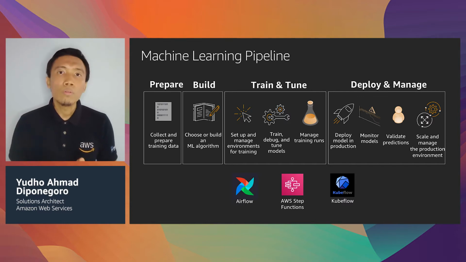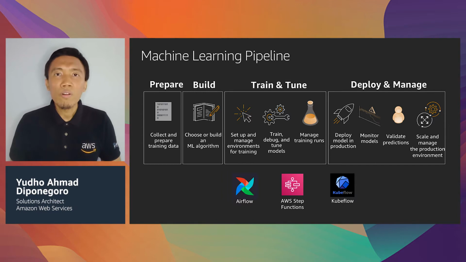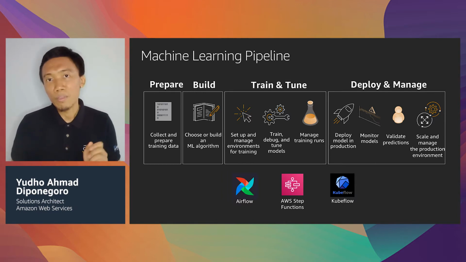And there are some tools that people usually use to do workflow to facilitate the pipeline. They can use Kubeflow, Apache Airflow, or AWS Step Functions. All are supported on AWS.